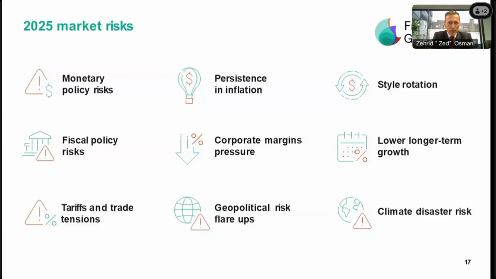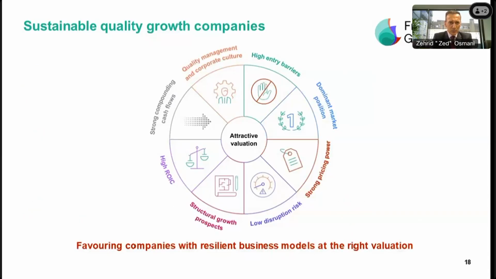Corporate margin pressures are also going to be an important focal point given some of those tariffs. And geopolitical risks, flare-ups is something that we've been highlighting as a risk, and clearly that has happened, sadly, throughout various parts of the world, most recently through the Middle East. So an omnipresent area of risk. Lower long-term growth is still an assumption that we're making. And as a result of this risk, really what we're highlighting is that we want to focus on companies that have resilient business models generally.